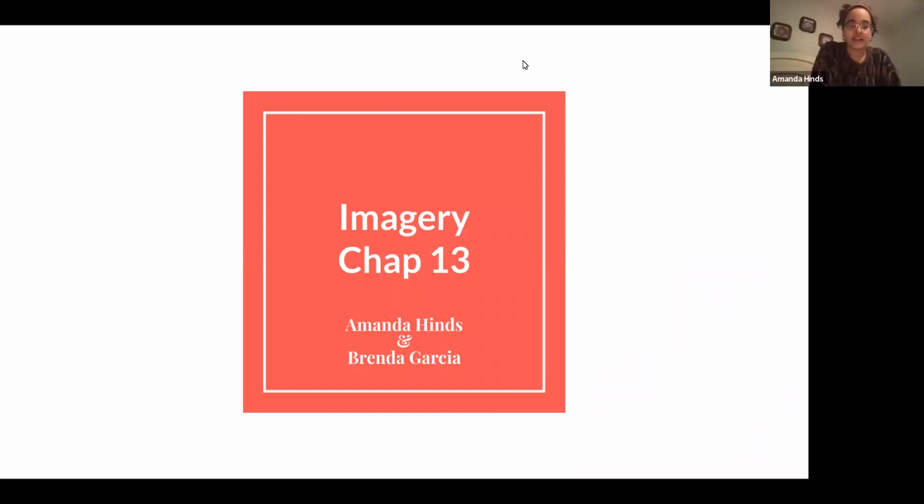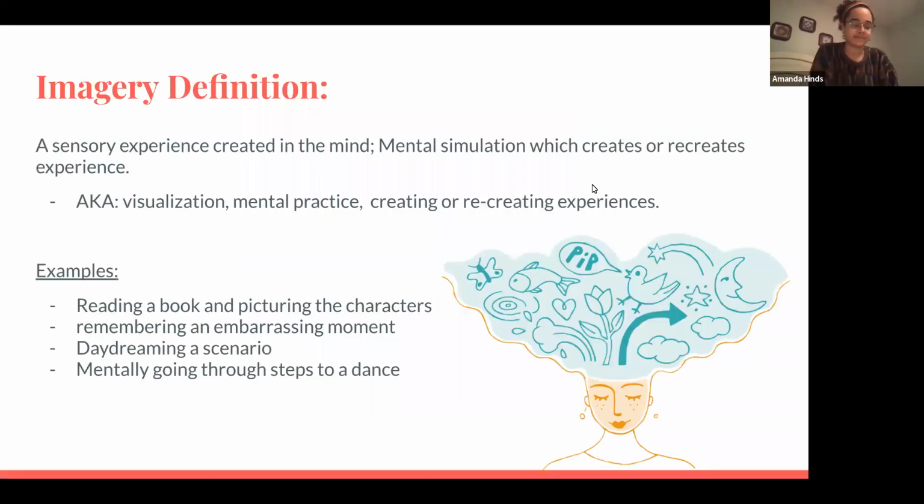Our presentation is on imagery, which is covered in chapter 13 of our text. We defined imagery as a sensory experience created in the mind and a mental simulation which creates or recreates an experience. This can also be known as visualization, mental practice, creating or recreating experiences. Some examples we came up with are reading a book and picturing the characters, remembering an embarrassing moment, daydreaming a scenario, and mentally going through steps to a dance.